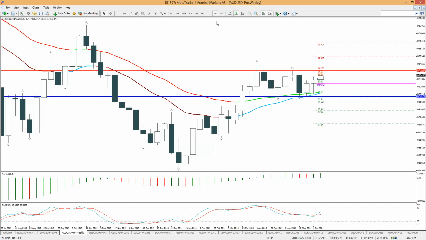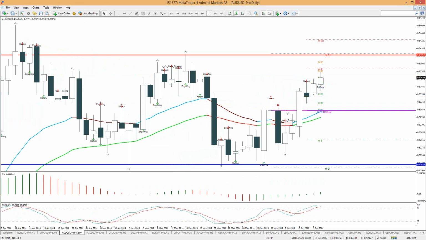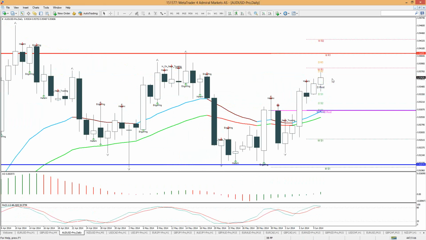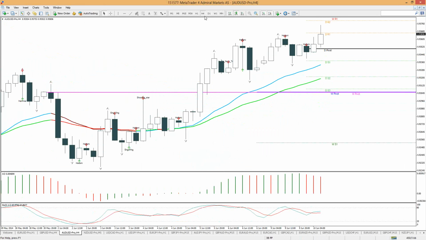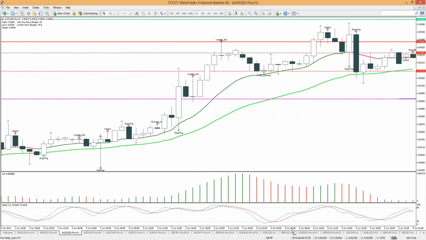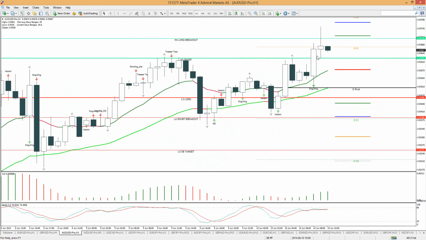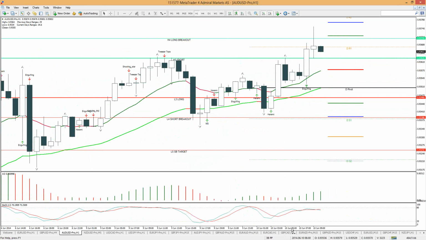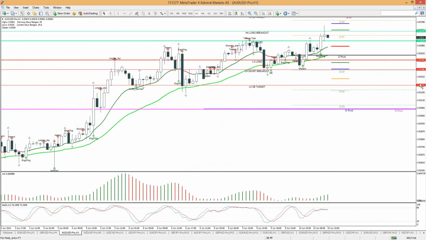92 or 94, relatively tight range at the moment. Price is getting close to that top. So let's see how far it can continue. This is the hourly. Looks like a shooting star, but momentum is to the upside.